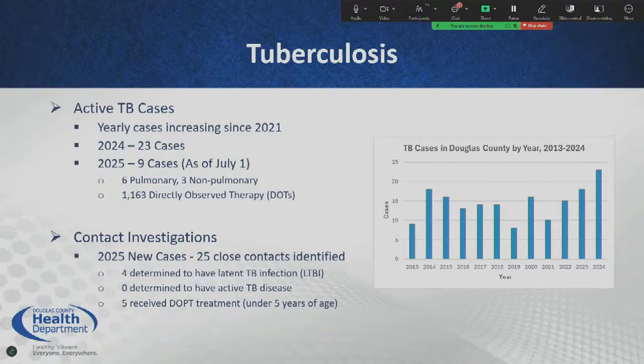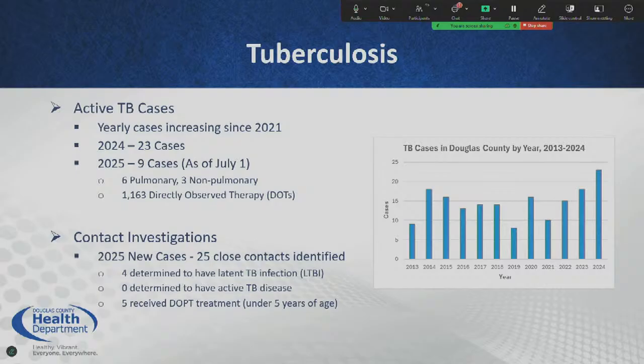TB, this is another area that is not great news. Nationally, we're seeing about a 15% increase in tuberculosis in the country. And Douglas County is no different. You can see since 2021, we've been on a steady increase of cases. In 2024, we had more cases than we've had, again, in over a decade. So far this year, we have 9 active cases. That's 6 pulmonary and 3 non-pulmonary.